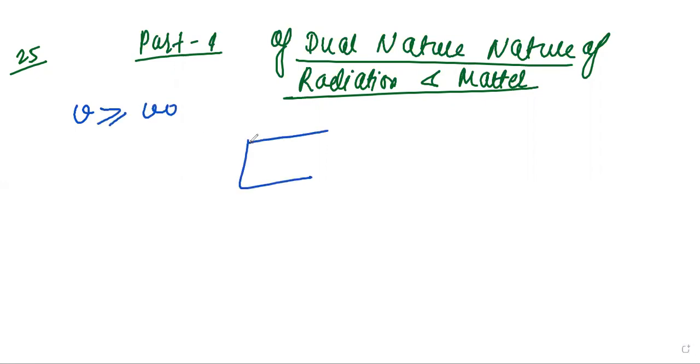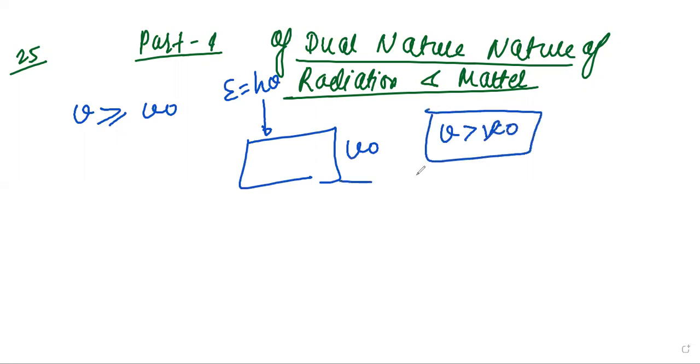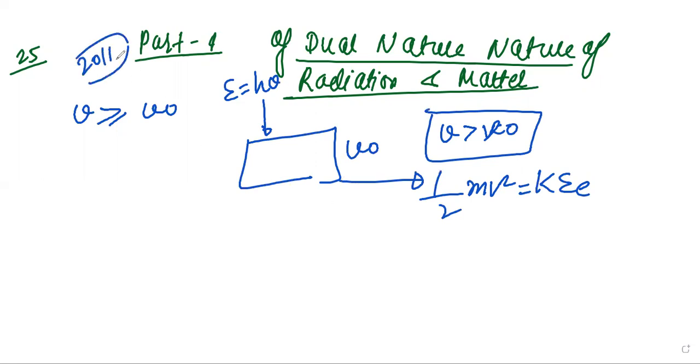Yesterday I told about it. The energy falling down is equal to h mu. This is your mu naught. So this mu should be greater than mu naught for the electron to come out. That will equal to half mv square, so this will be the kinetic energy of the electron. Understood? Asked in 2011.